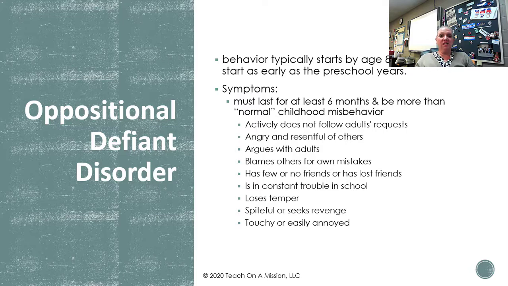So actively does not follow adults' requests. And once again, that is typical behavior for children to often not follow adults' requests. So when does it become abnormal or beyond normal levels? They are angry and resentful of others, argue with adults, blame others for their own mistakes, have few or no friends or have lost friends, and are in constant trouble at school because once again they are not oftentimes following those adult requests. They lose their temper, they are spiteful or seek revenge, and are touchy or easily annoyed in temperament.